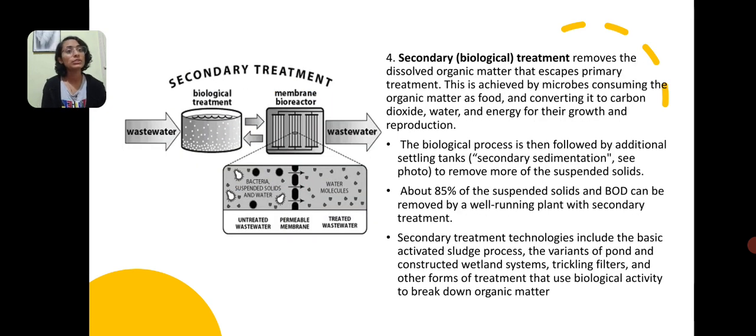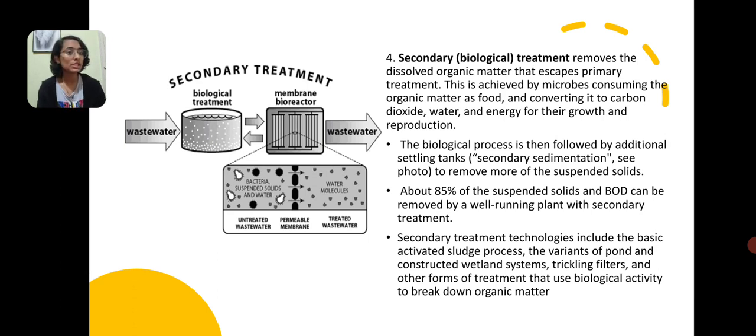Now let us look into the secondary or biological treatment, which removes the dissolved organic matter that escapes primary treatment. This is achieved by microbes consuming the organic matter as food and converting it to carbon dioxide, water, and energy for their growth and reproduction.